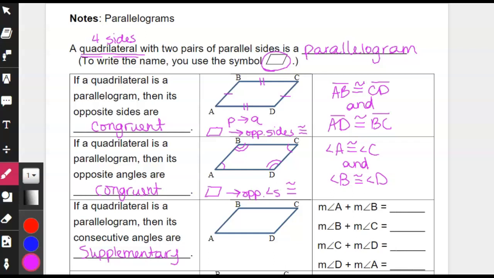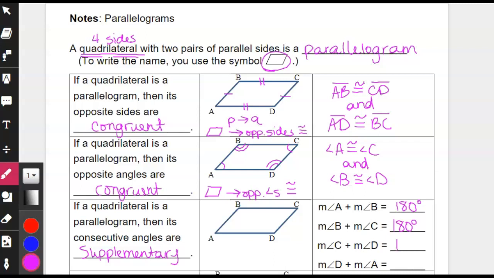Angle A plus angle B, so one angle right after the other. Angle A plus angle B must equal, if they're supplementary, 180 degrees. Remember, you need to add on the units here. This is 180 degrees. We are measuring in degrees. The next set of consecutive angles would be angle B and angle C. So because they are consecutive and this is a parallelogram, when I add those two measurements together, I should again get 180 degrees.